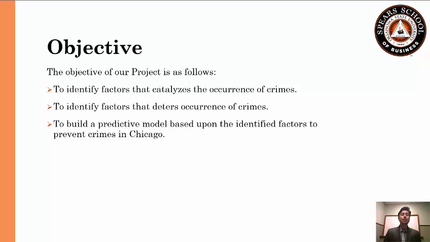Now, coming on to the objective of our project. The first objective of the project is to identify factors that catalyze the occurrences of crime. The second objective is to identify factors that deter the occurrences of crime. And the third and ultimate objective of our project is to build a predictive model based upon these identified factors so as to prevent crimes in Chicago.